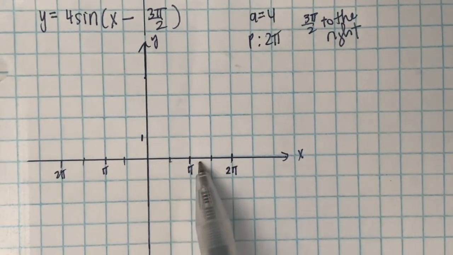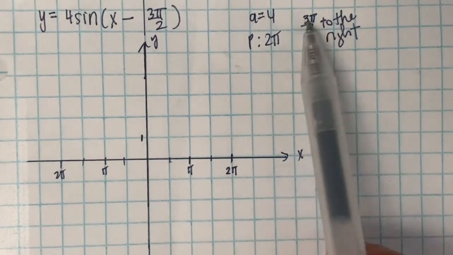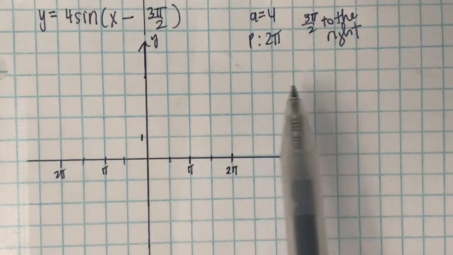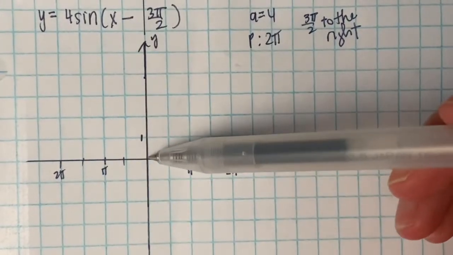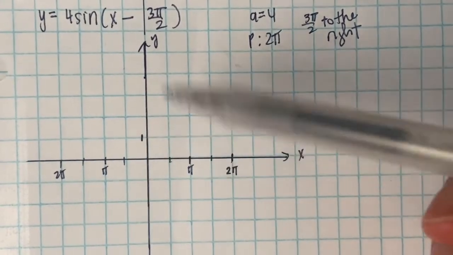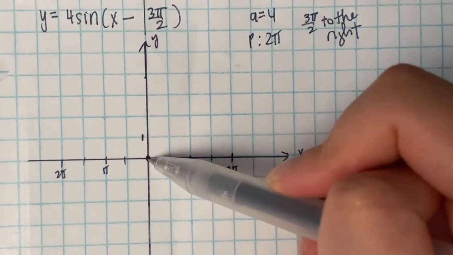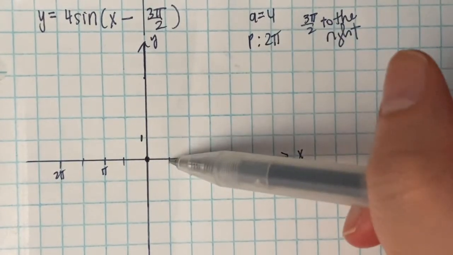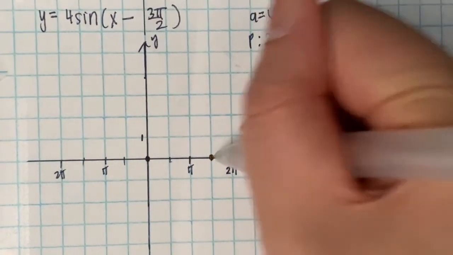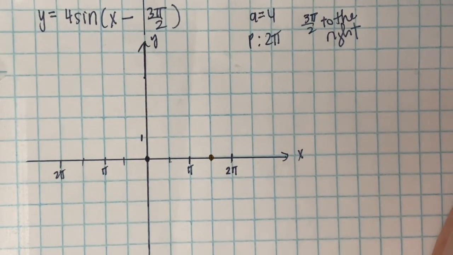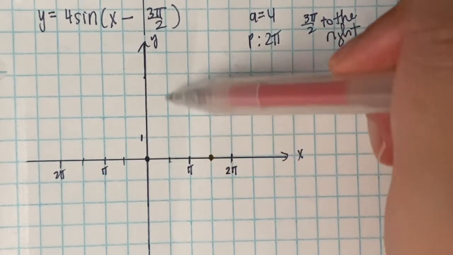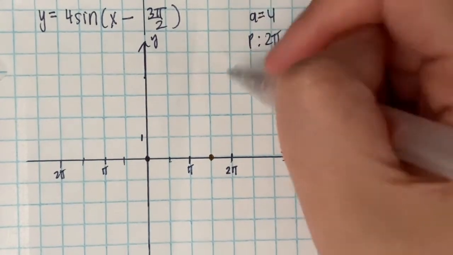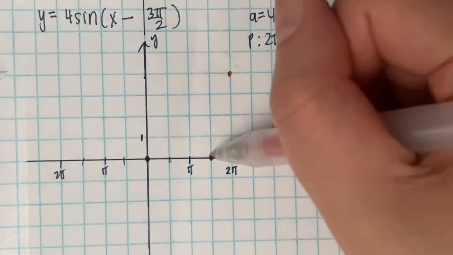Each of these squares represents a pi over 2. Then when we are doing our horizontal translation, we just need to shift the points 3 units over. Since we have a sine function, the y-intercept is going to be at the origin, or at the midline. However, we need to shift this point 3 pi over 2 units to the right. So we're going to shift it 3 units to the right, over to 3 pi over 2, 0. Our next point would usually be at pi over 2, 4, but we also have to shift it 3 units to the right, over to here, 2 pi, 4, and then we can just continue the pattern.